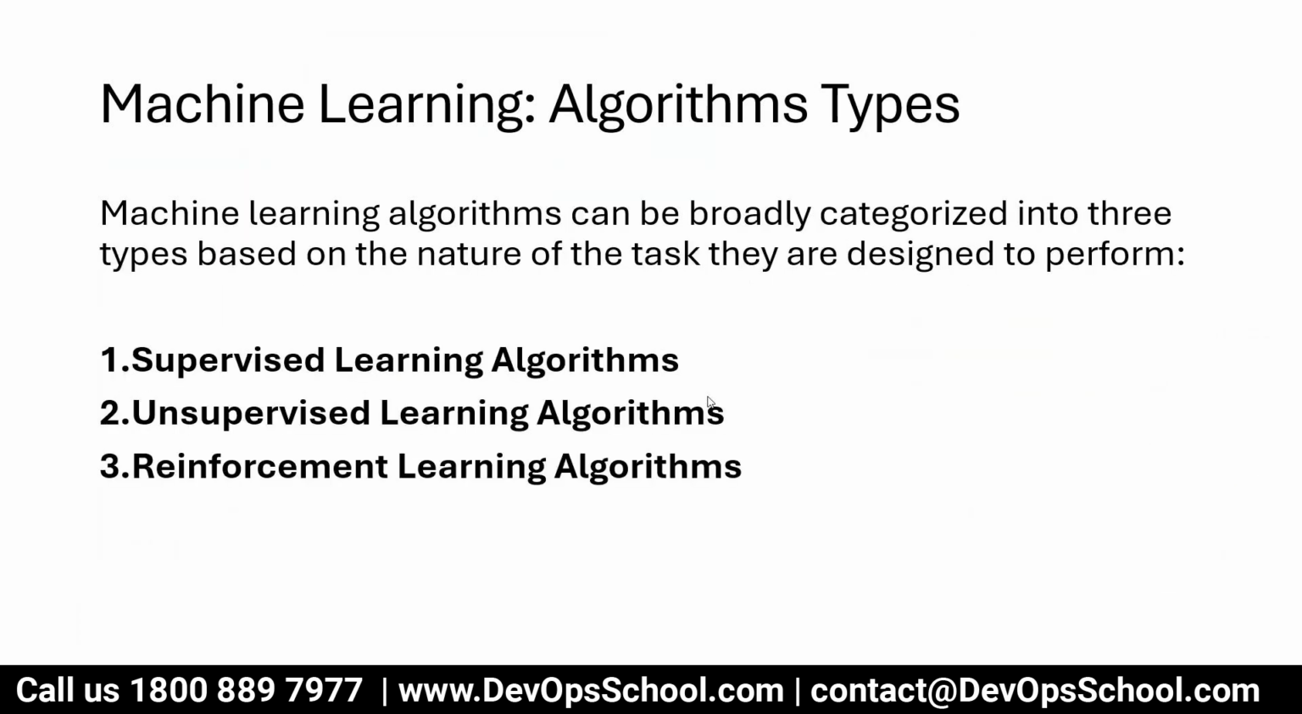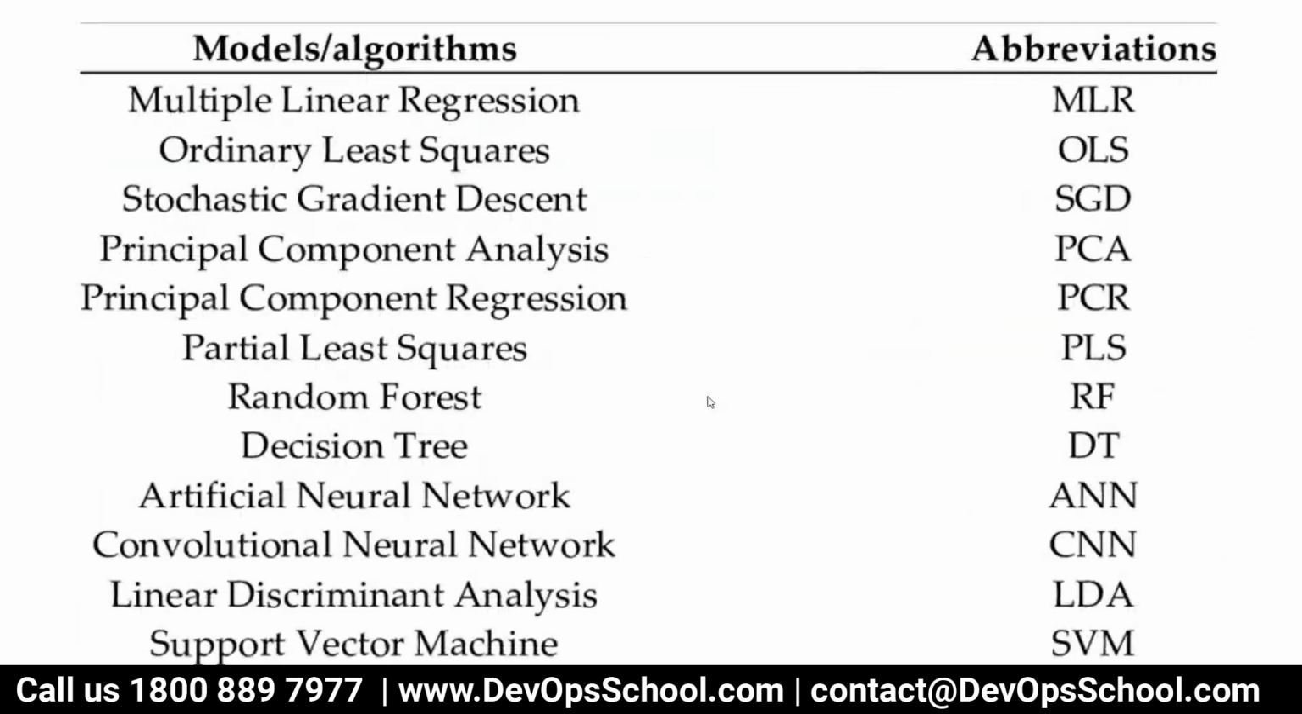Again, these algorithms come in the same three types, the most popular ones. Machine learning algorithms can be broadly categorized into three types based on the nature of the task they are designed to perform. Supervised learning, which I explained last time, works on labeled data. Unsupervised learning works on unlabeled data, and reinforcement learning is where we have rewards and outcomes.